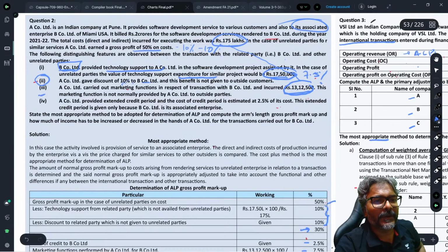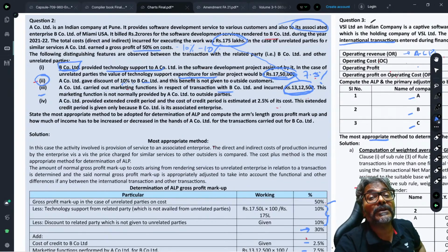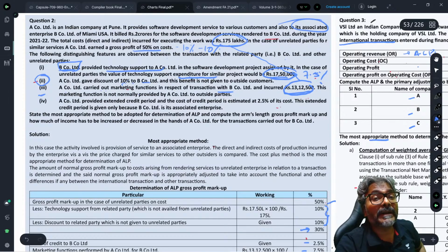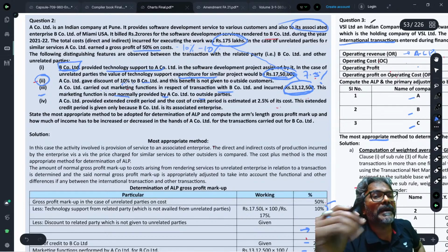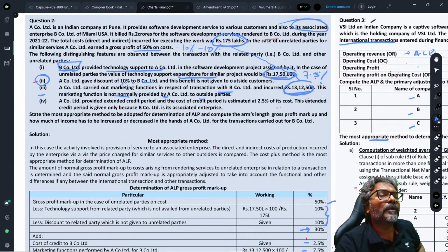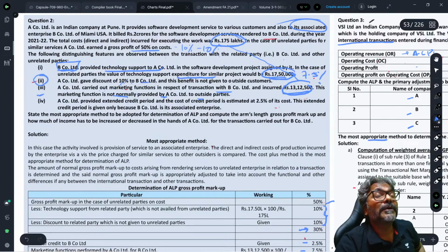Coming to the third point, A company limited carried out marketing function in respect of transaction with B company limited and incurred rupees 13,12,500. So in this case, A company limited has carried out marketing function in respect of transaction with B company limited and incurred how much? 13,12,500. This marketing function is not normally provided by A company to outside. Now A is providing marketing. Now if I am providing marketing to you, will I be charging more to you? If I am giving the marketing to you, you are not giving me.